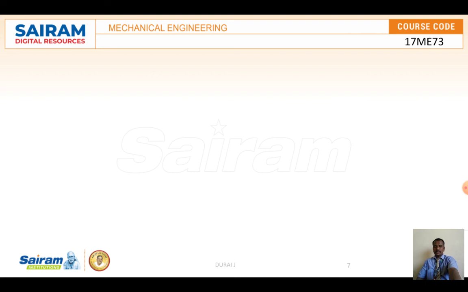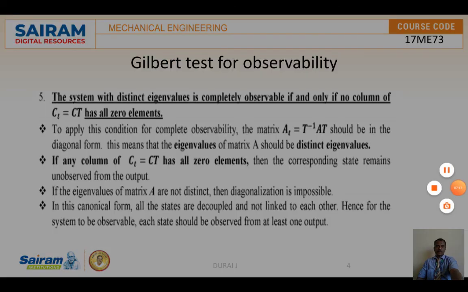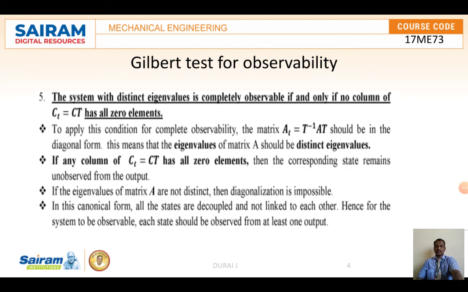Okay, so this is about Kalman's test for observability. So both the Kalman test for observability and controllability, and the Gilbert test for observability and controllability, these are all the things we have discussed over here. So next we are going to discuss the problems.